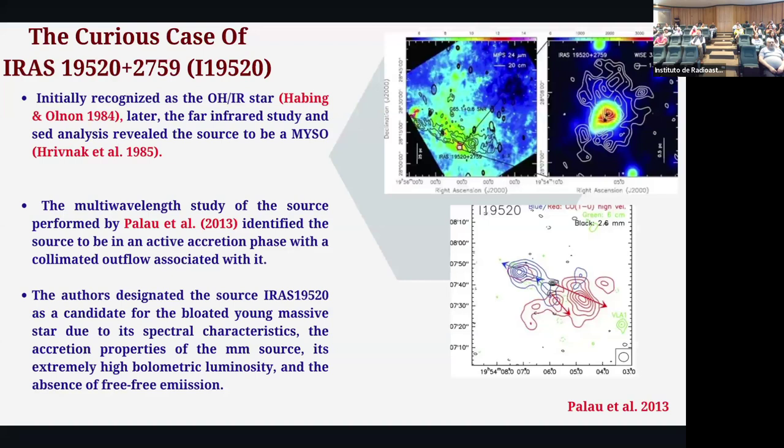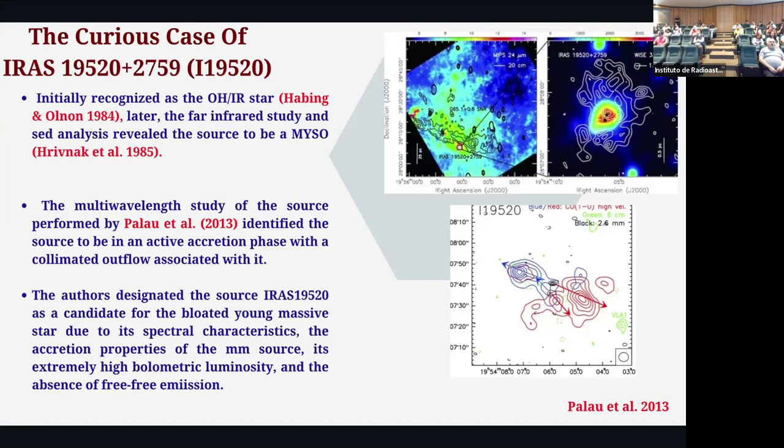In this diagram, the outflow associated with the target is shown, and there is no centimeter emission associated with this target. So considering the properties of the optical counterpart, the luminosity of the source, not having significant centimeter emission, and the accretion properties of the source, they suggest that this could be a bloated star candidate.